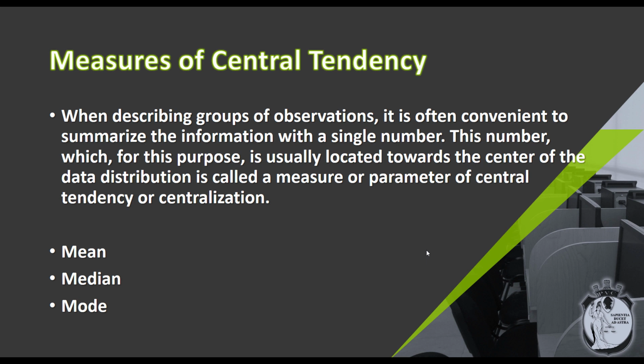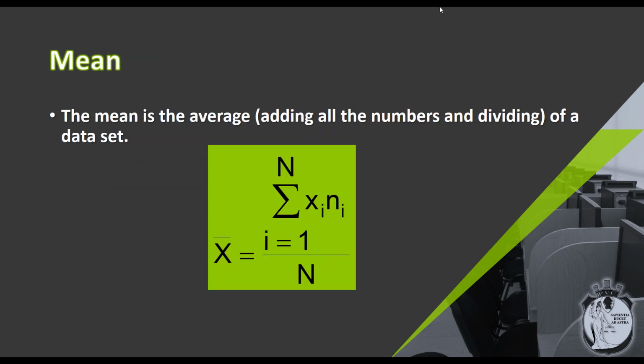It's very important, or convenient, to summarize information with a single number. That kind of number represents the table. One number or one data to represent all the information in the table. We have three measures: the mean, the median, and the mode. This is important: we are working with grouped data.